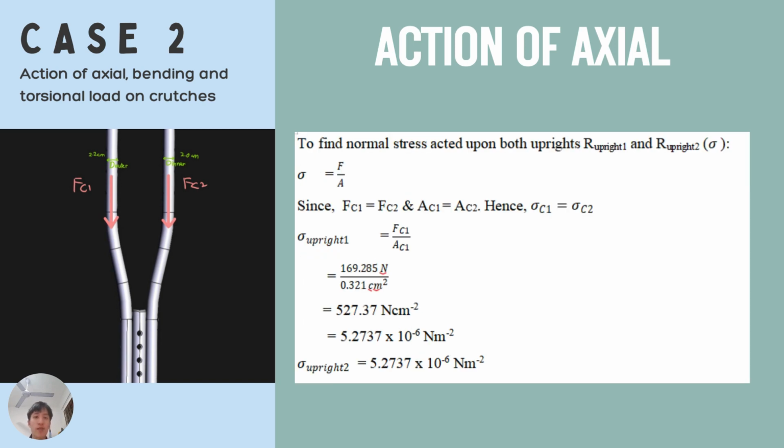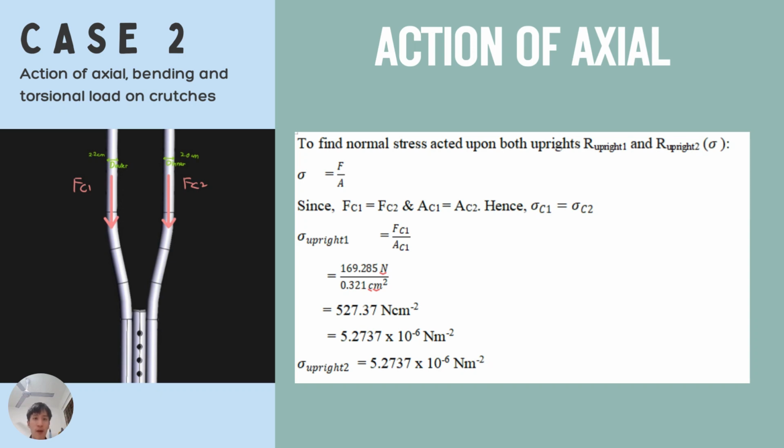Since we successfully got the two important parameters, the normal force exerted on the uprights and the cross-section area of the uprights, we can compute the normal stress acting on each upright. We use the formula sigma equals F over A. Using the values we calculated just now, the normal stress on upright 1 is 5.2737 times 10 to the power negative 6 Newton per meter squared.